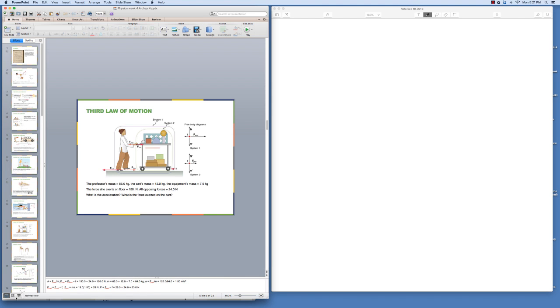Here's the first problem that I want to work on. I'm going to leave it small like this so I can write on the other side here.